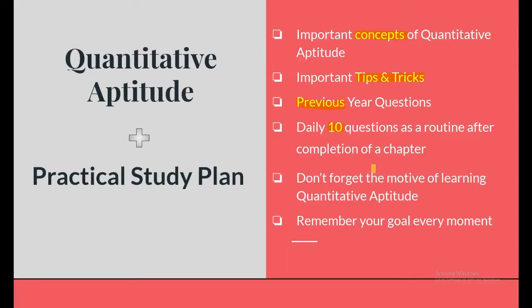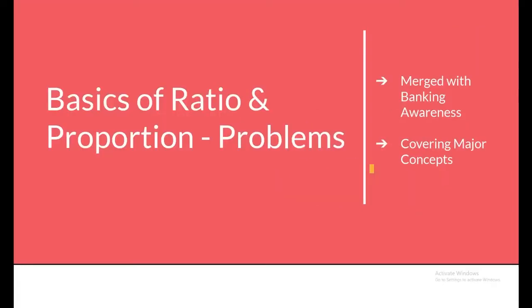This is not a subject, this is a life approach. So remember that goal every moment and keep practicing quantitative aptitude. Today's plan is to start with the problems, and we are merging banking awareness with quantitative aptitude. How will we do that? Here the 10 important questions are based on 10 important topics, or maybe on the most important 7-8 concepts of ratio and proportion.